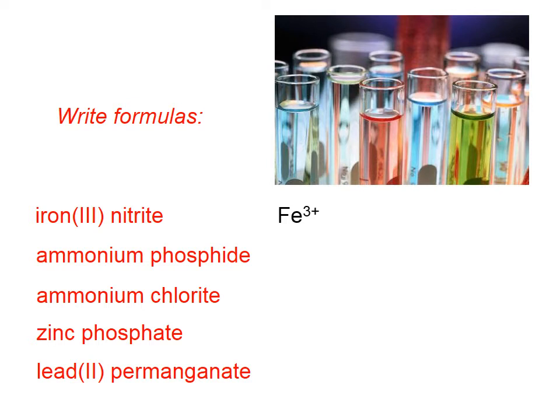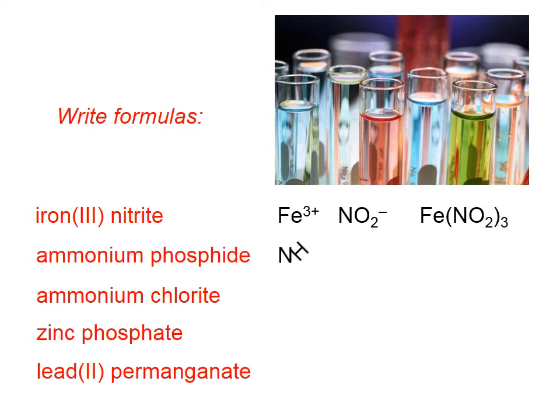Nitrite. Well, what's the most common that's related to this? Well, that would be nitrate, which is NO3 minus. But nitrite has one fewer oxygen, so its formula is NO2 with a 1 minus. And what's the ratio of these? Clearly, I'm going to need 3 nitrites to cancel my 1 iron. So we write it like that.